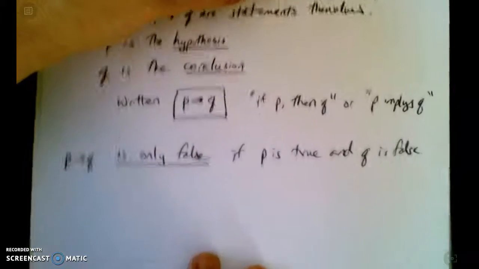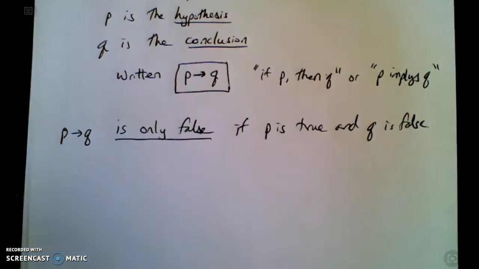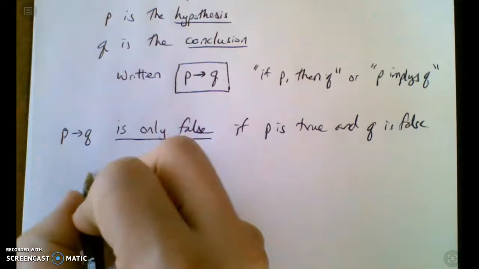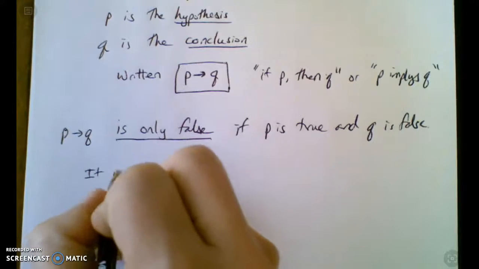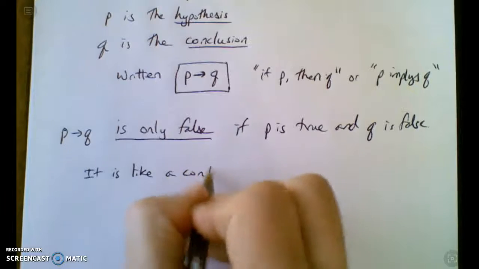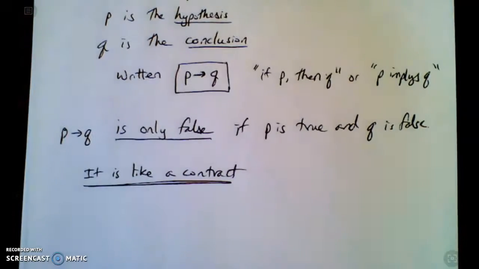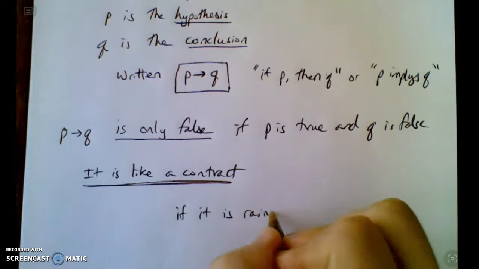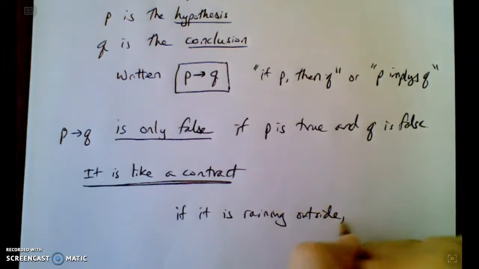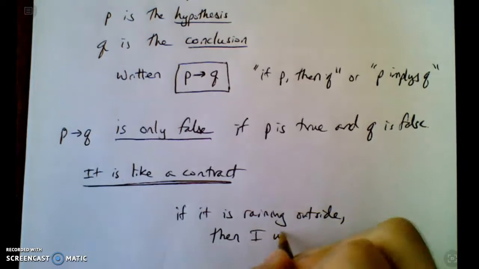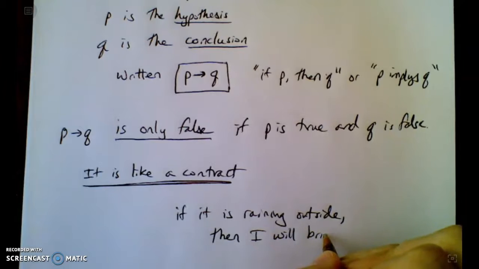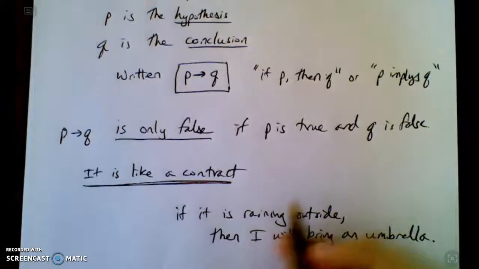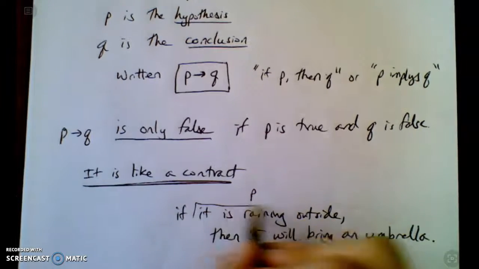So think about this. Okay, so let's do it with the raining and bringing an umbrella. I always want you to think of a conditional statement like a contract. I always like to think of it like a contract. Okay. So if we said, if it is raining out, then I will bring an umbrella. Right? This is a statement P, here's P, right? Your hypothesis. It is raining outside.